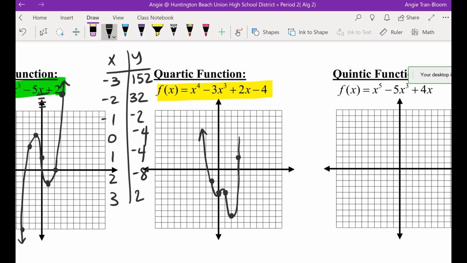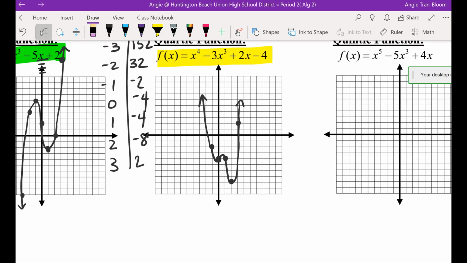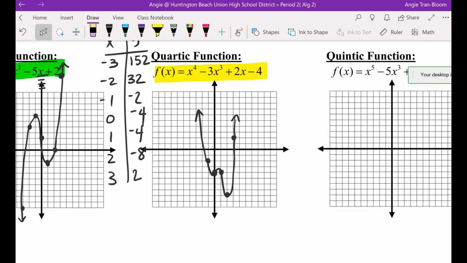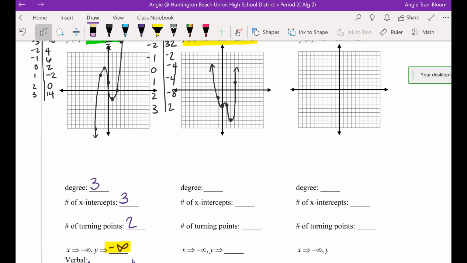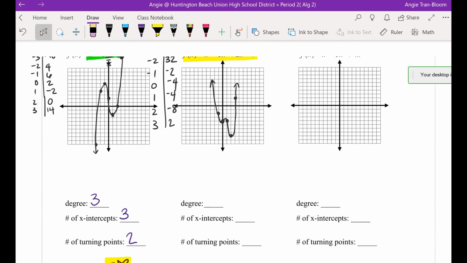Yeah. Okay, so based on the calculator, it looks something like that. Yes or no? Yes. All right, let's answer the rest on the bottom. At -2, you can go all the way to 32. At -3, you can go all the way to 152, but I don't have enough room for that. Degree. Kennedy, what's the degree for this function?